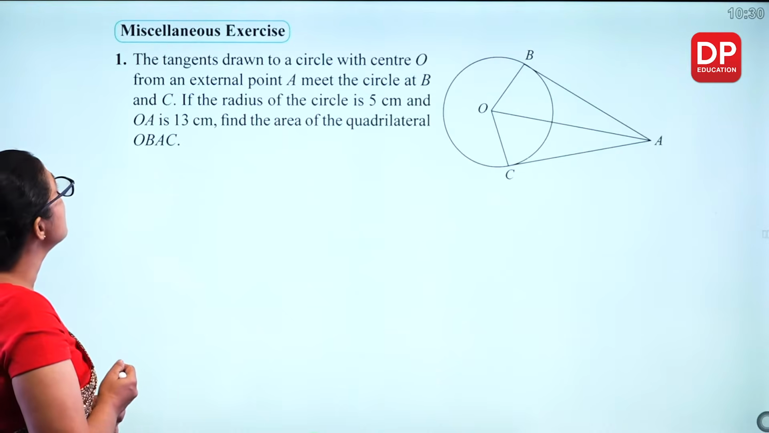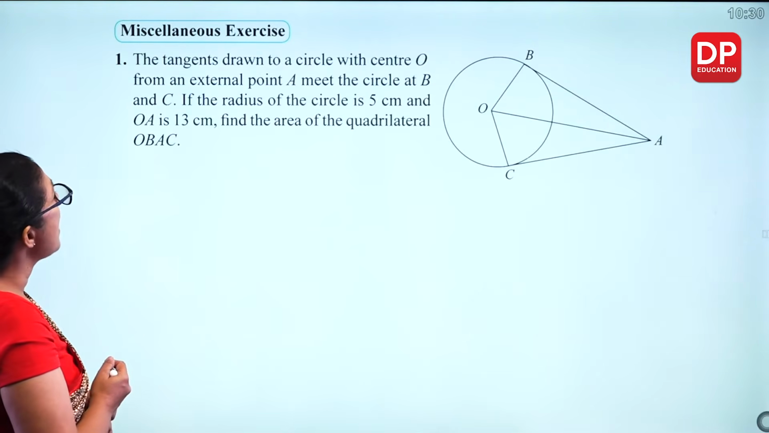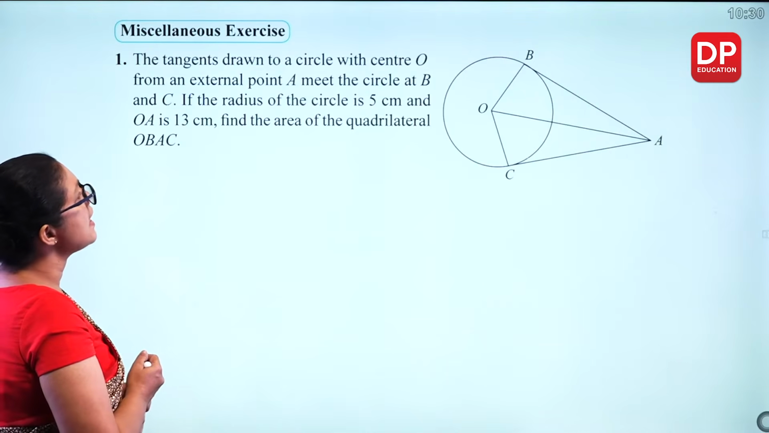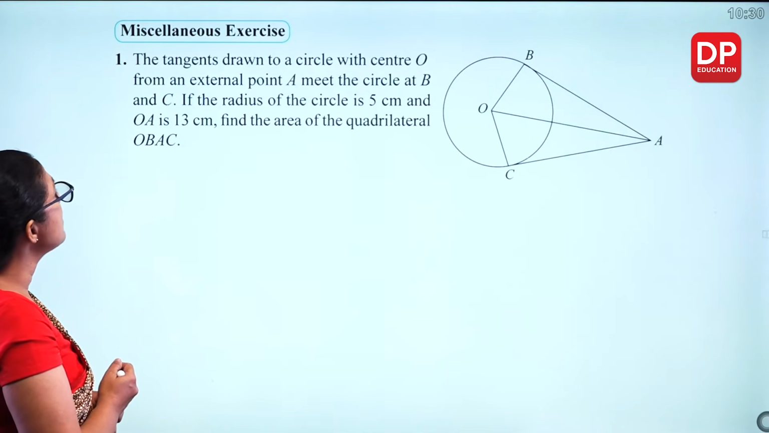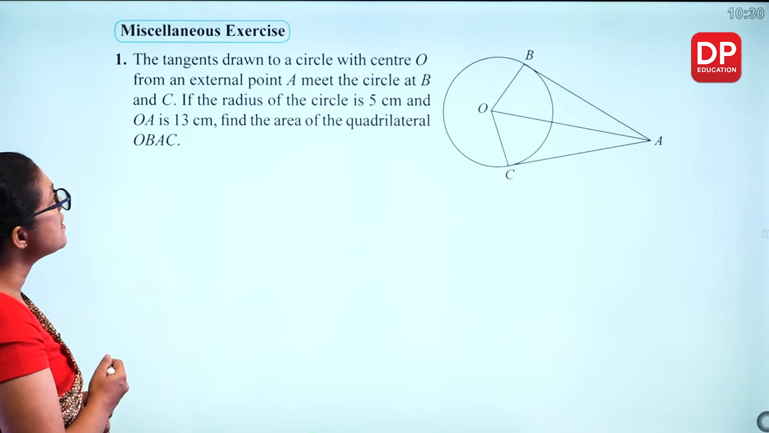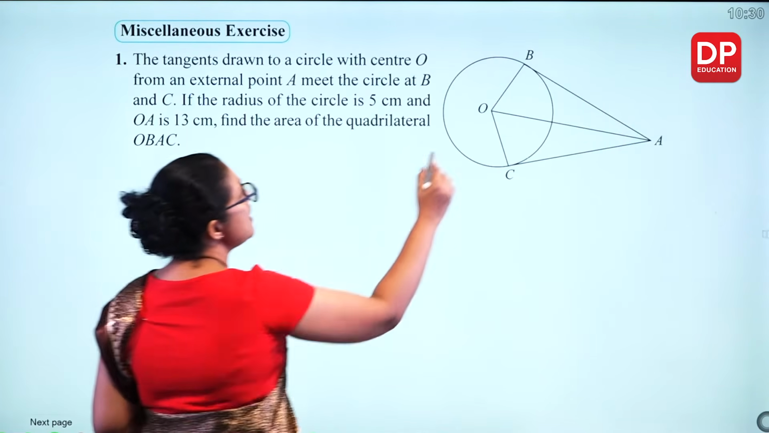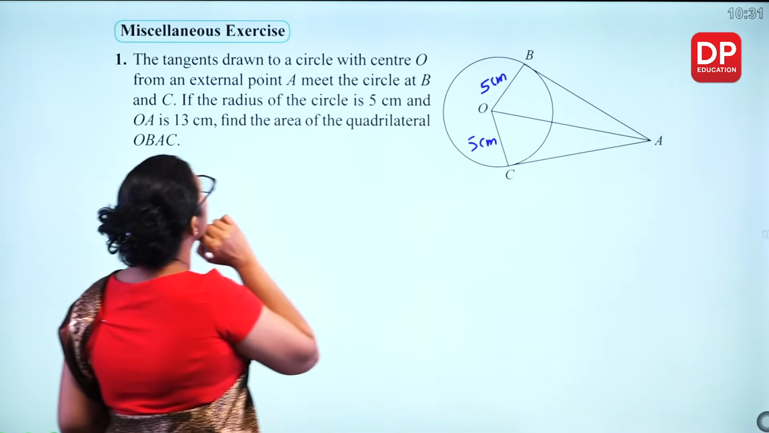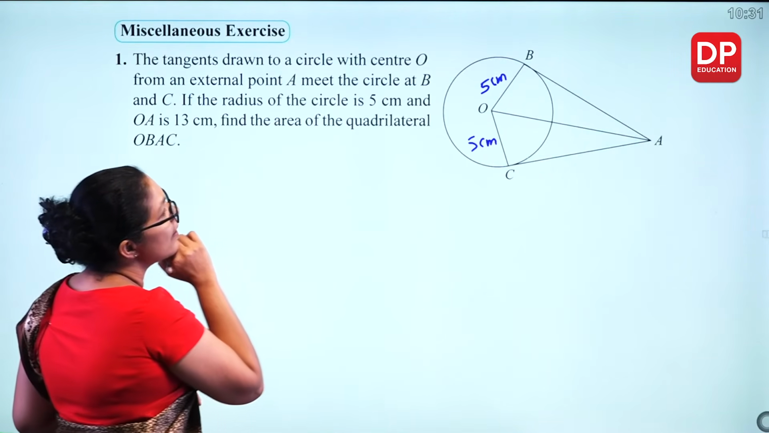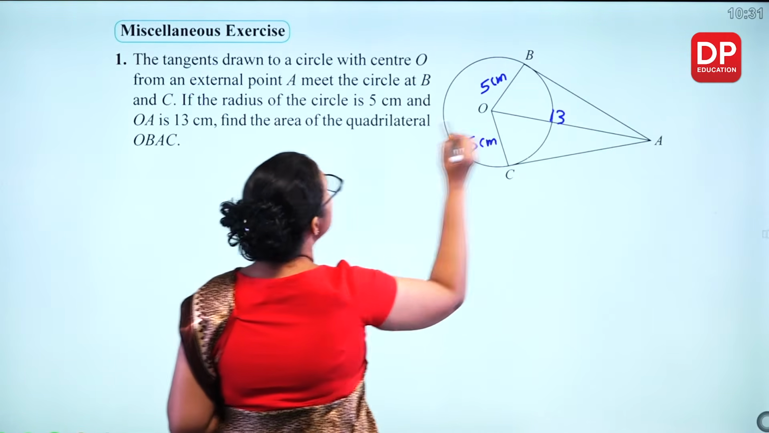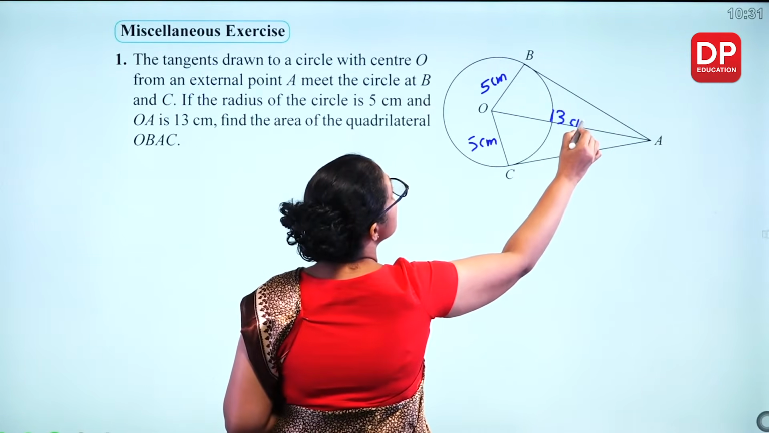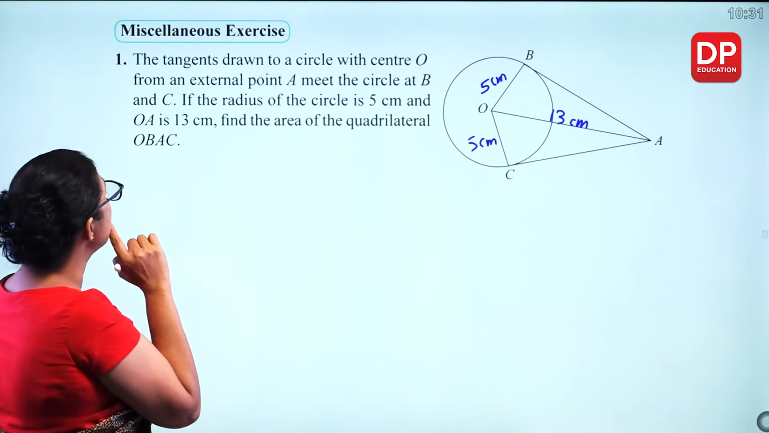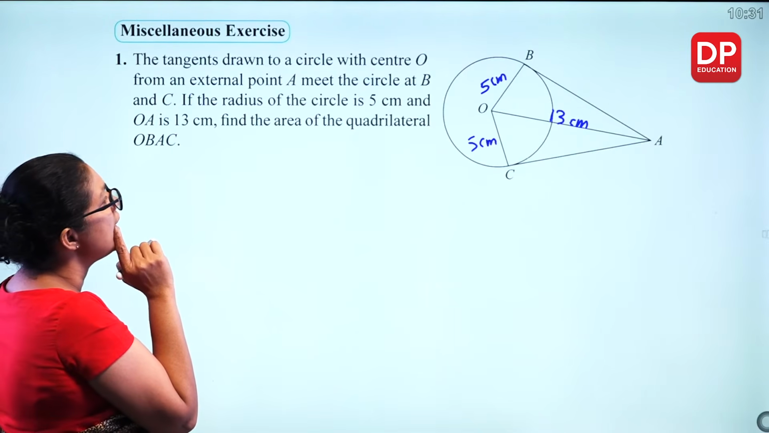Miscellaneous exercise. First question. The tangents drawn to a circle with center O from the external point A meet the circle at B and C. If the radius of the circle is 5 centimeters and OA is 13 centimeters, find the area of the quadrilateral OBAC.